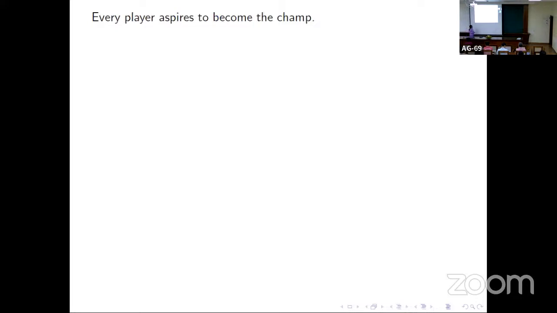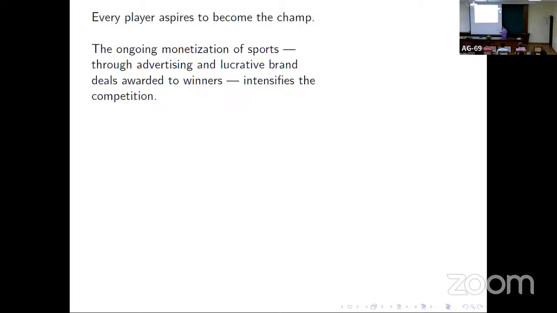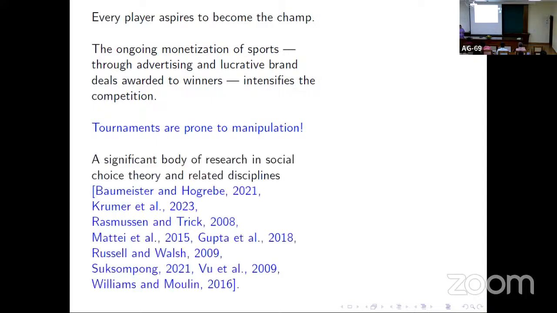Now note that every player wants to become the champ, right? And with the rise of social media and ongoing monetization in sports, the stakes become too high, and it intensifies the competition. So what happens? Tournaments are prone to manipulation, and a significant body of research has already been done in computational social choice, where people study manipulation in tournaments.